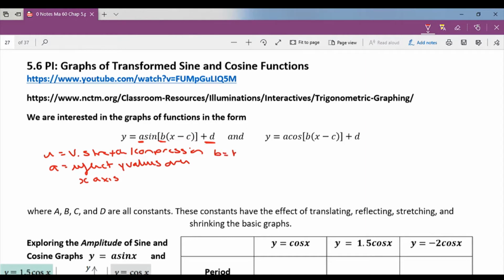Moving on to B, B is in the bracket with the X, so B is a transformation on X, which means it's your horizontal stretch and compression. It can also reflect your X values over your Y axis. Now we move on to C. C is your moving left and moving right, so your phase shifts. And D is your transformations up or down. And again, it's not any different than what we've been doing.